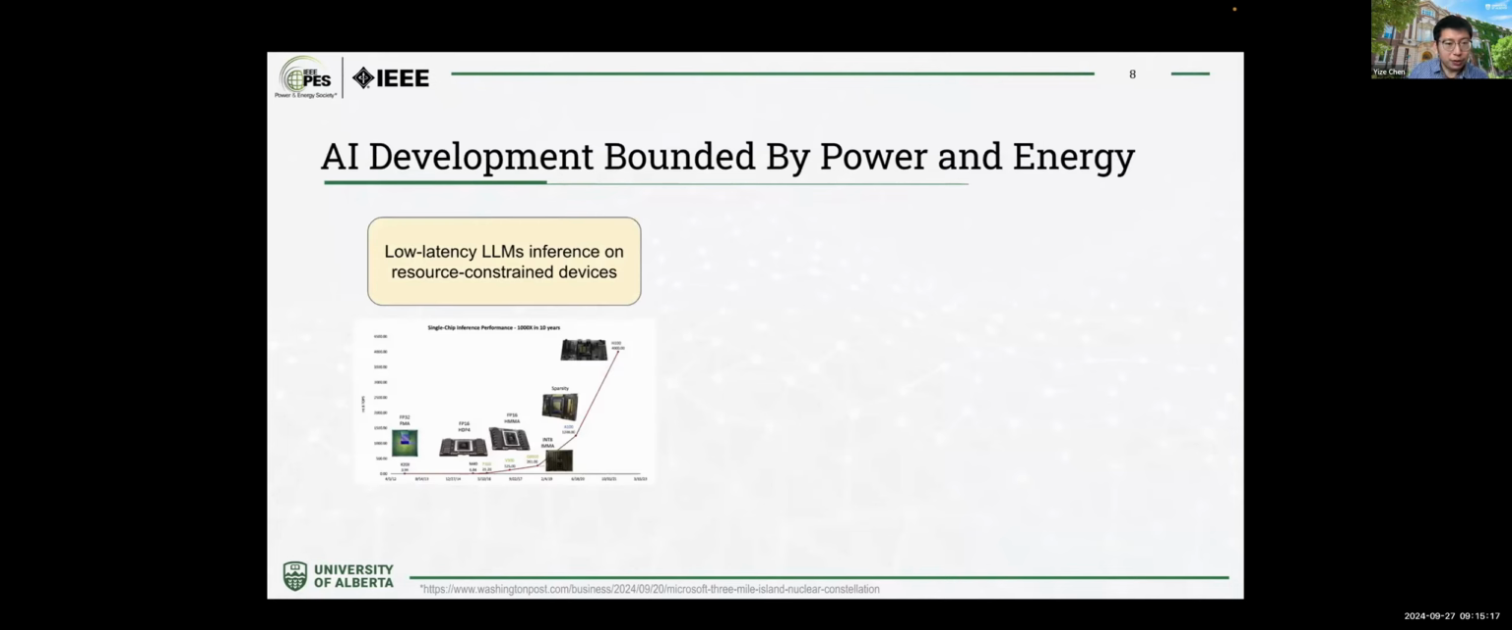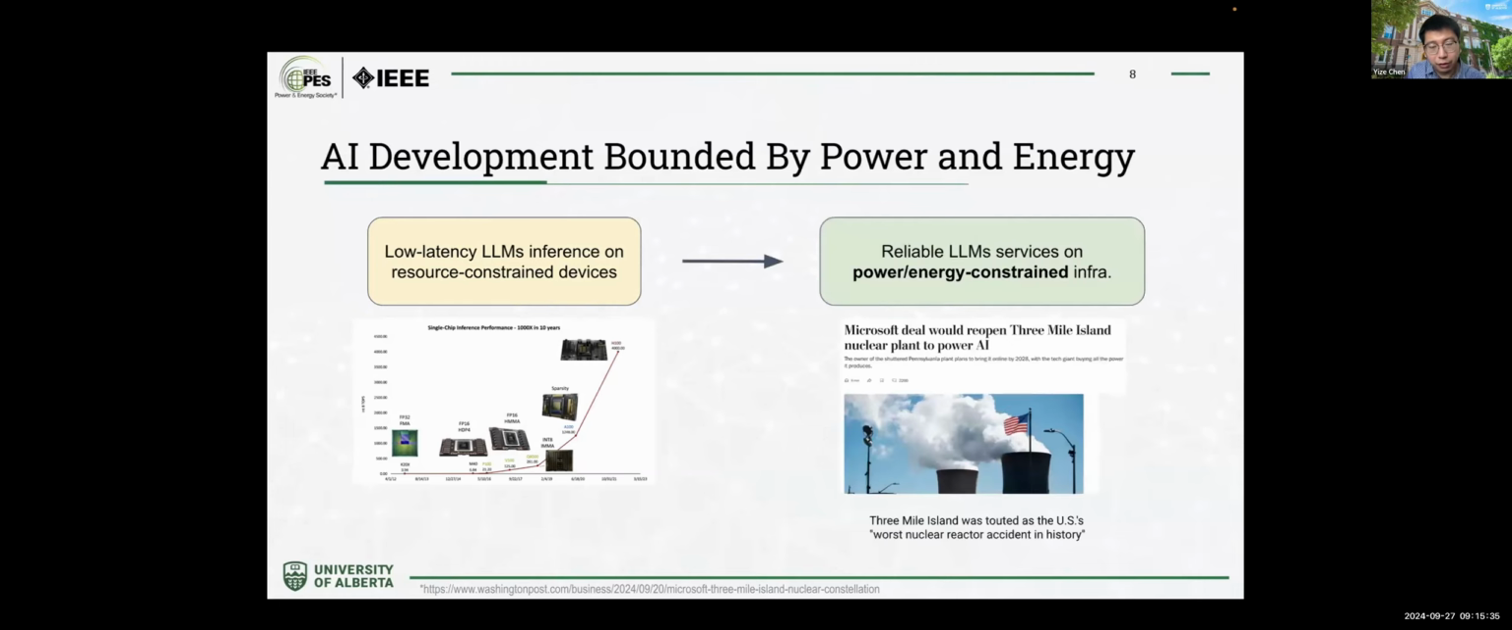On a more specific level, previously we saw the fast development of NVIDIA GPUs, and large language model inference and training is highly constrained by resources, for example GPU capabilities or the size of your GPUs or different devices. In the long run, we envision that reliable operations and reliable services of large language models are highly dependent on the power and energy infrastructure.